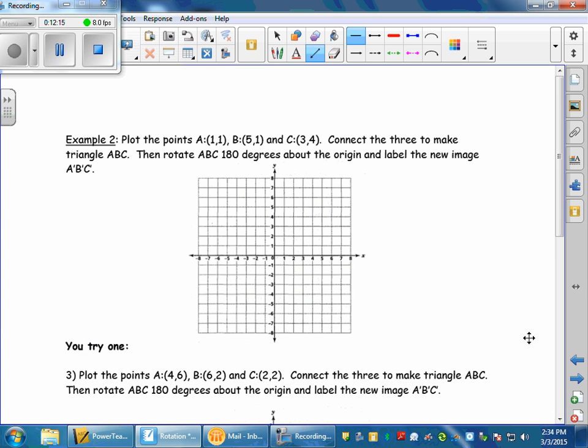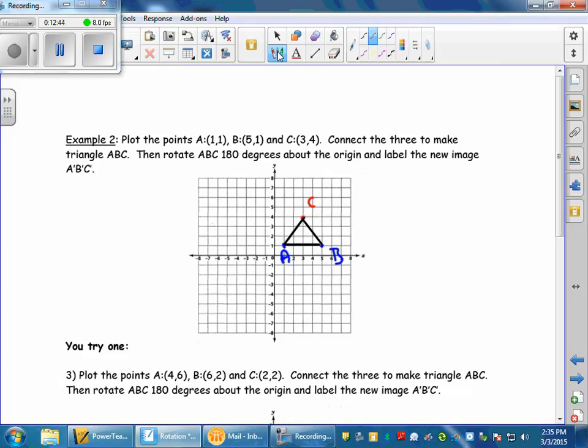Example 2, plot those points. So A is 1, 1. B is 5, 1. C is 3, 4. And if you get one like this, it's actually pretty nice because they already gave you the points. So you don't really even need to make a table of A, B, and C. All you need to do is make A prime, B prime, and C prime off on the side.